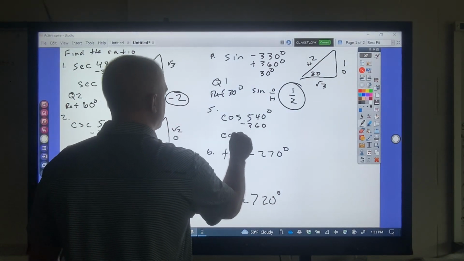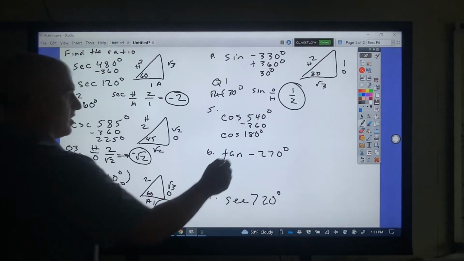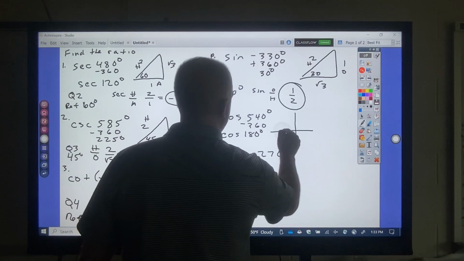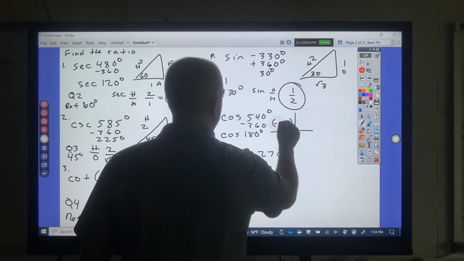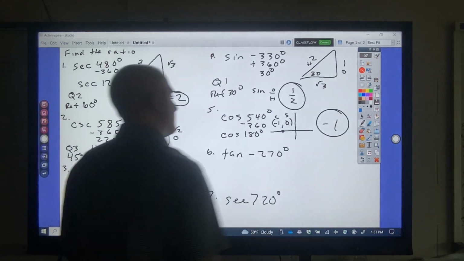This one I would subtract 360. That would put me at cosine of 180 degrees. Now, this is an axis point. So at cosine of 180, that's negative 1, 0, with the coordinates being cosine and sine. I'm looking for cosine, so it's going to be negative 1.